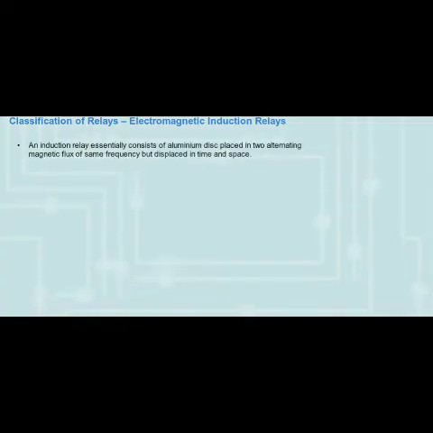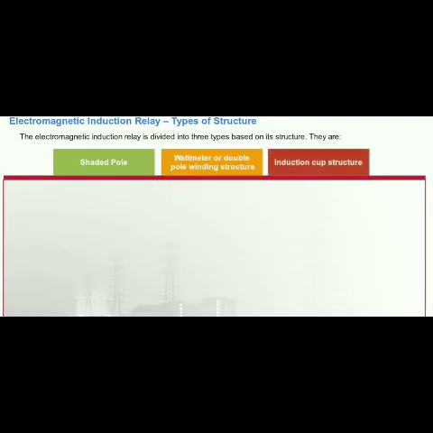Next type of relay is the electromagnetic induction relay. An induction relay essentially consists of an aluminium disc placed in two alternating magnetic fluxes of the same frequency. The electromagnetic induction relay is divided into three types based on its structure. They are shaded pole, wattmeter or double pole winding structure, and induction cup structure.